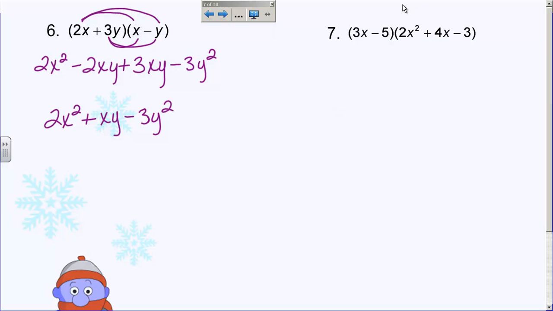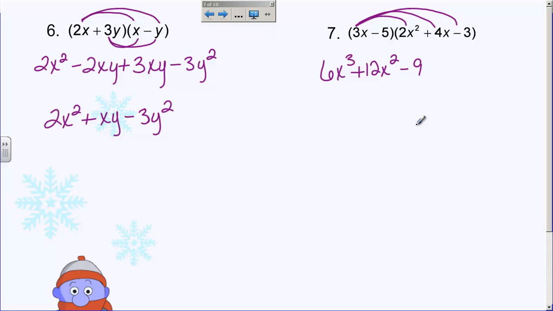Now the next example you will see, I have a binomial 3x minus 5 times a trinomial 2x squared plus 4x minus 3. I'm still going to do double distributive, but I'm going to have to distribute it to 3 different things. So I'm going to have lots of arrows going on here. So I have 3x times 2x squared. Well, that becomes 6x to the third, because 3 times 2 is 6, and then I add my little exponents. And then 3x times 4x becomes 12x squared. And then 3 times negative 3 becomes negative 9.